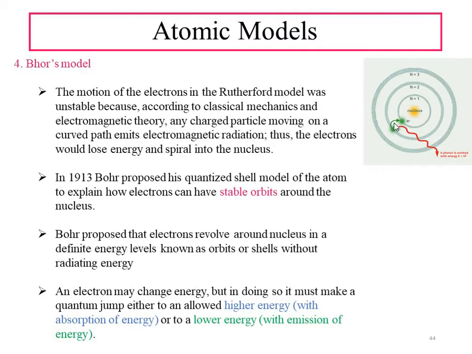And if an electron emits energy, that is a photon, what will happen? It will come down to the next level or inner orbital. That is what he explained. That means an electron may change energy, but in doing so it makes a quantum jump to either a higher or lower energy level.